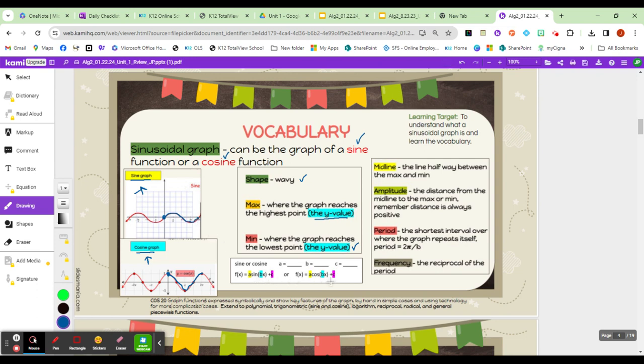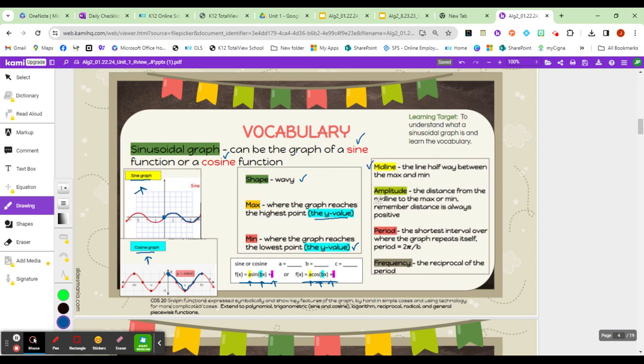We do have equations for sine and cosine graphs. Here is a general form for sine. Here's a general form for cosine. A is always the number in front of sine or cosine. B is always the number in front of your x. And C is always the number on the outside of the equation. It can be added or subtracted.